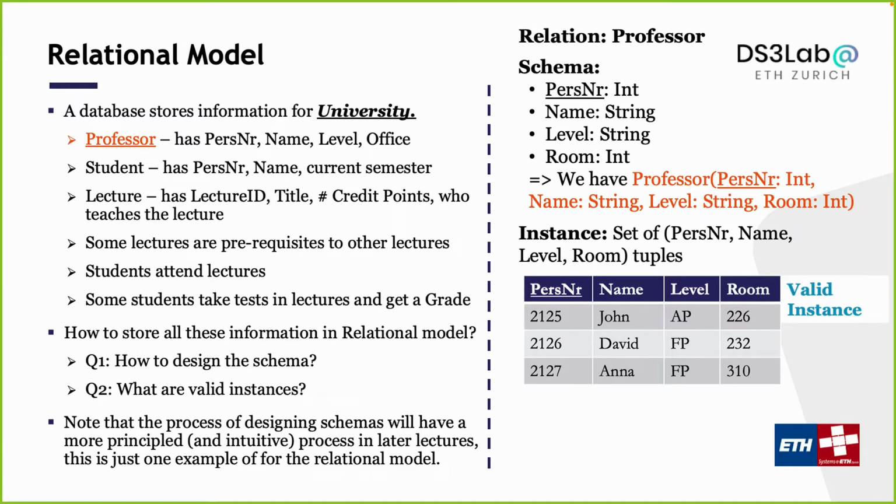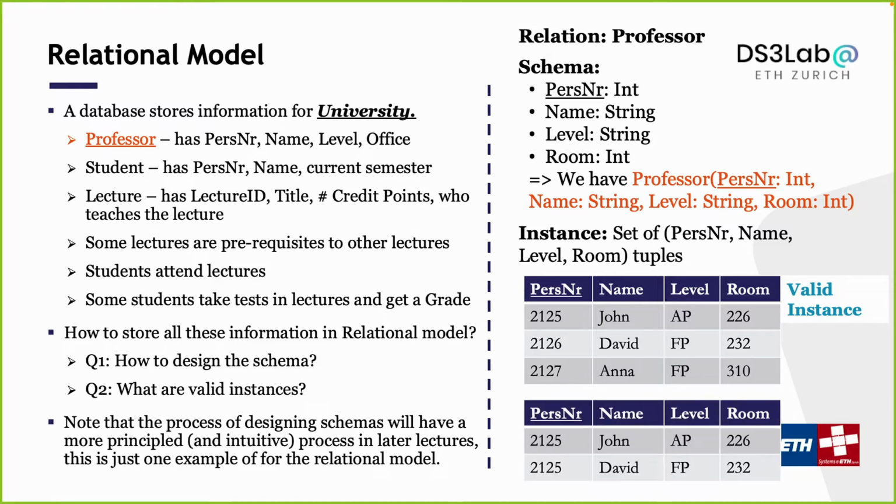Why do we say it's valid? Because it satisfies 2 different constraints. It satisfies the data type constraint, and it also satisfies the primary key constraint. That is, if you take any 2 tuples here, none of them will share the same personnel number. Every single professor has a unique personnel number. And this is just another example that's actually not a valid instance of this relation. Why? In this case, it violates the primary key constraint. That is, these 2 professors share the same personnel ID, which is not what I want because I told you in the schema, my primary key is personnel number.